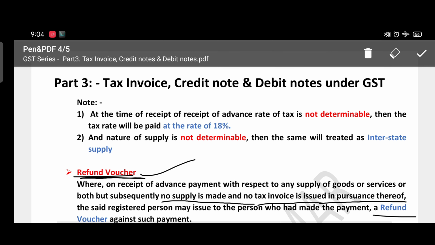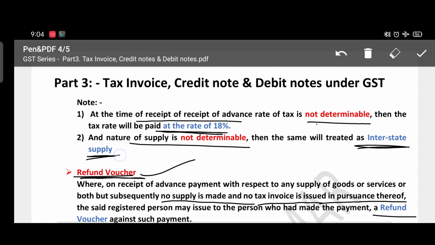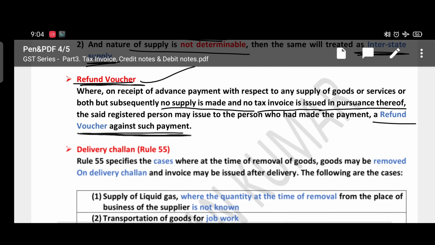And at the time of the receipt voucher, if you are not able to find the tax rate, then you have to take 18% by default. And if you are not able to determine the nature of supply, then it will be treated as an interstate supply and IGST will be levied on the same. And delivery challan.